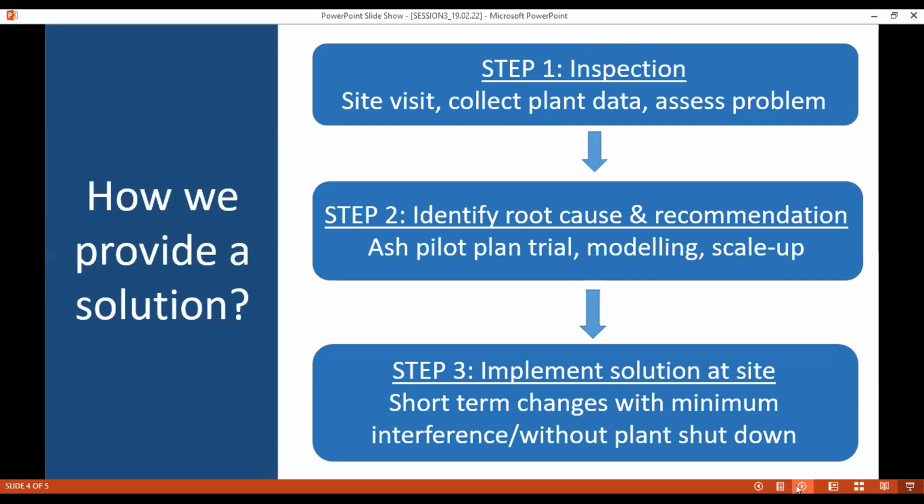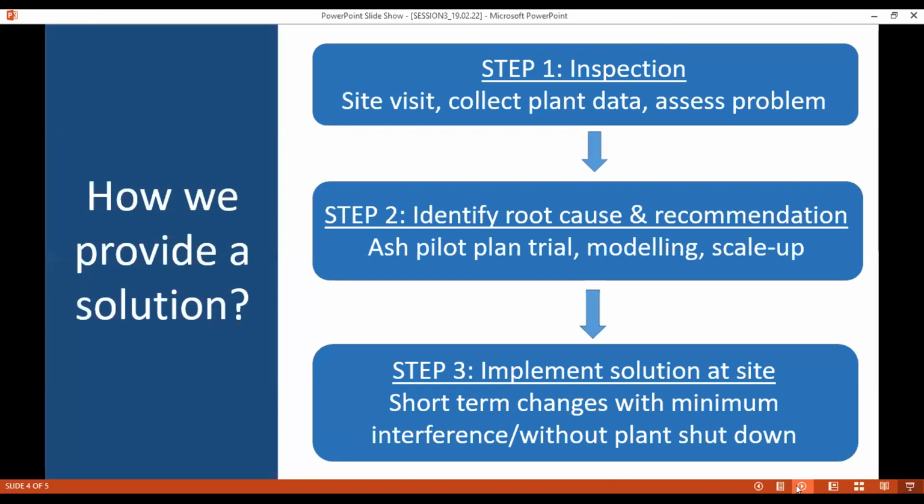The second part is after diagnosis, then we do the treatment. For the treatment, I'm just speaking like a medical doctor. The second stage, depending on what the problem is, a specific solution is provided to the plant. So our solution is not a generalized solution. Our solution is very tailor-made, customized for your plant, for your existing system, your ash.